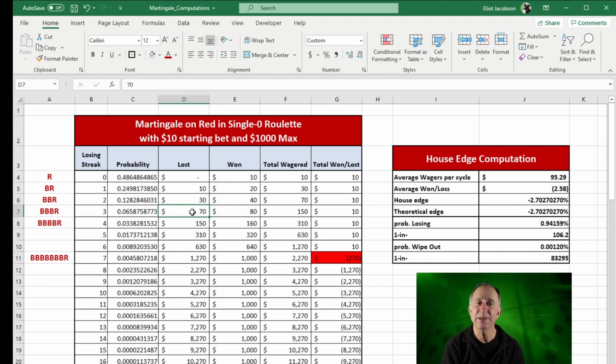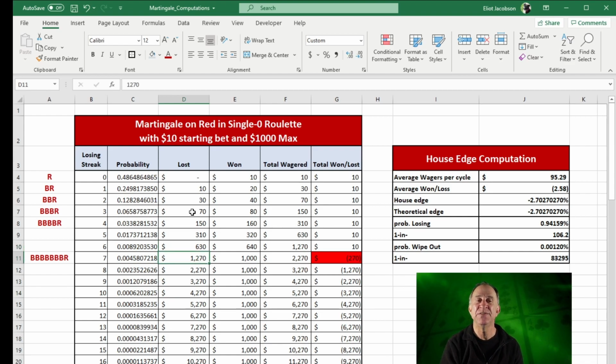Likewise, a losing streak of three is a 10, 20, and 40, and then I won 80. And you see that continues clear up here until I have a losing streak of six. That is going to be losing 10, 20, 40, 80, 160, and 320. All of that stuff added together gives me 630. And then I won 640.